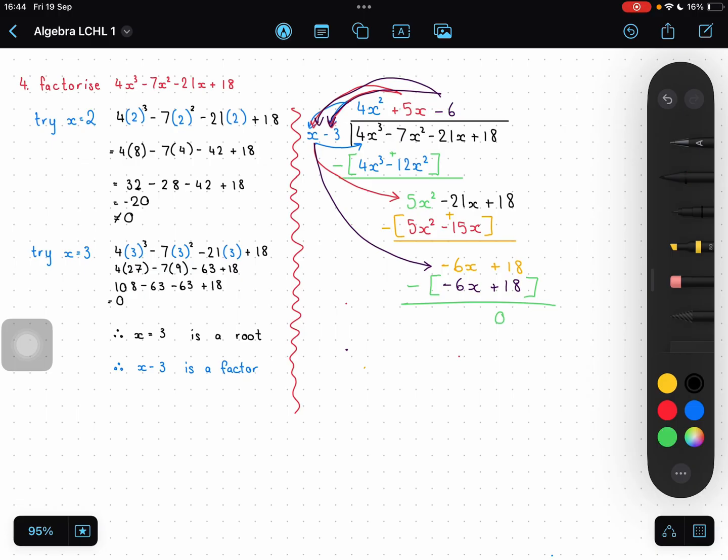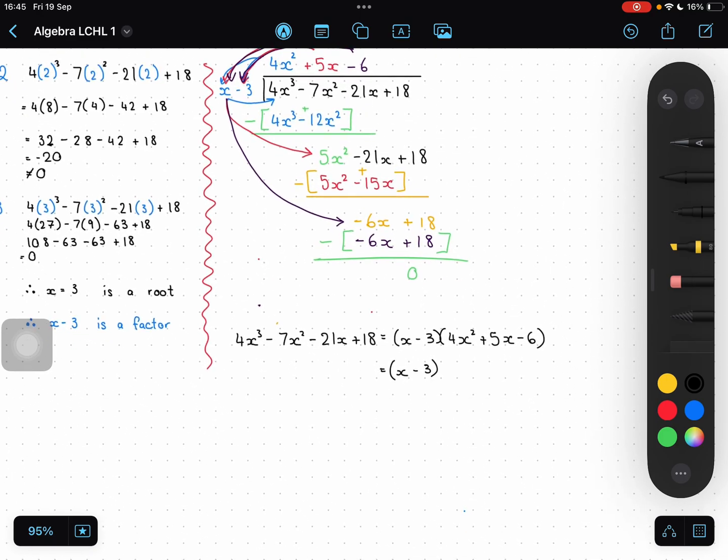So I have now figured out that to get 4x cubed minus 7x squared minus 21x plus 18, x minus 3 multiplies by 4x squared plus 5x minus 6. Is that fully factorised? Are both brackets factorised as much as possible? No. So I need to further factorise my quadratic.